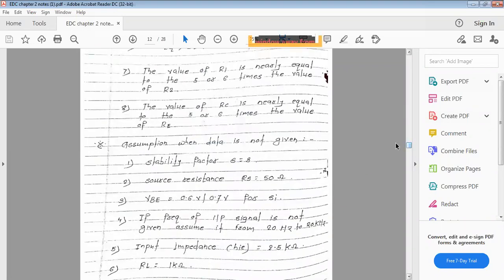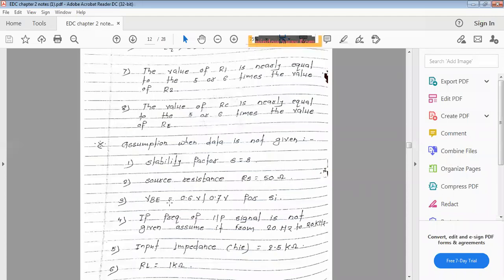So see the next one, the value of RC. RC is nothing but, sorry, not capacitive reactance, it is a collector resistance. It is nearly equal to 5 to 6 times the value of RE, that is the emitter resistance. And some values we have to assume on our own, that is the stability factor. If they have not mentioned the stability factor, we have to take it as 3. Then the ideal value of the source resistance is 50 ohm.